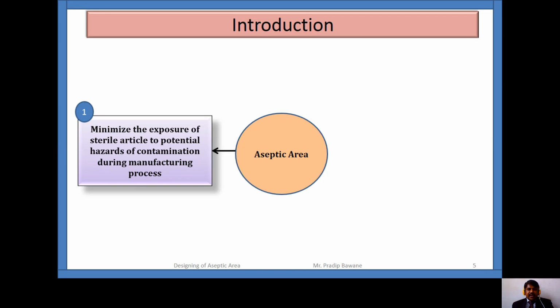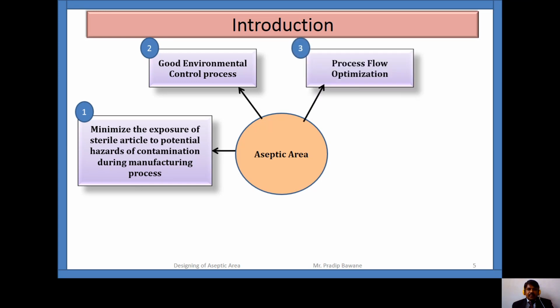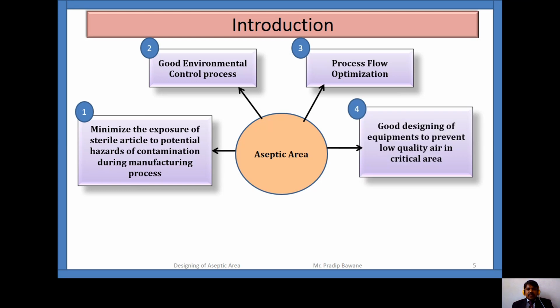Now, in aseptic area, how are we going to achieve the minimum contamination? By adopting a good environmental control process, we can adopt process flow optimization wherein we set the desired flow of material as well as personnel. Good designing of equipment prevents low quality air in the critical area by employing air handling units and HEPA filters.